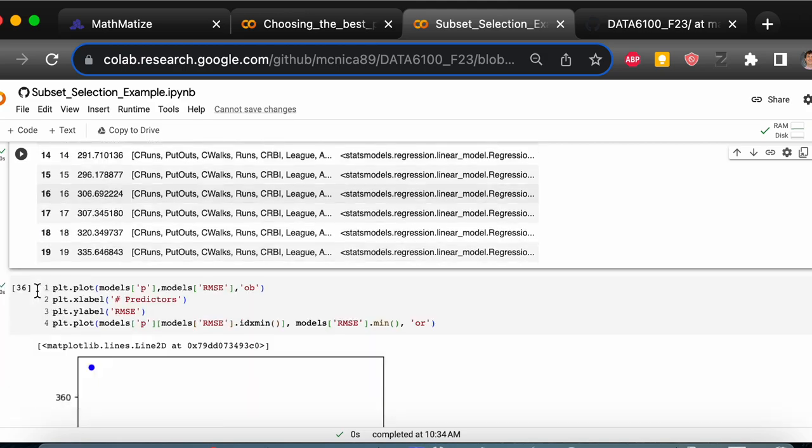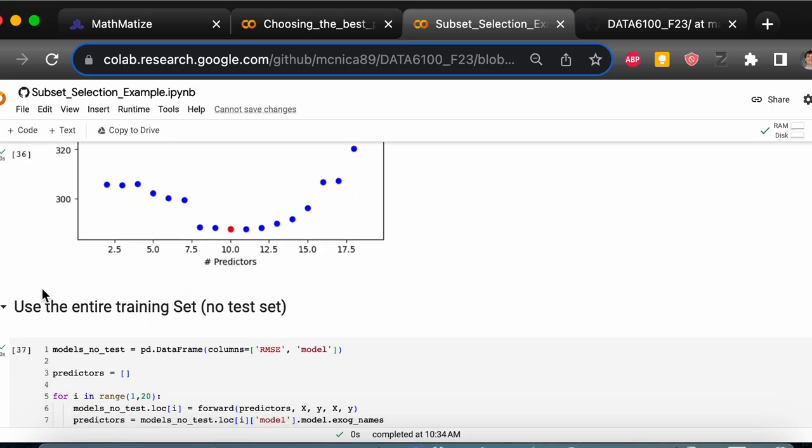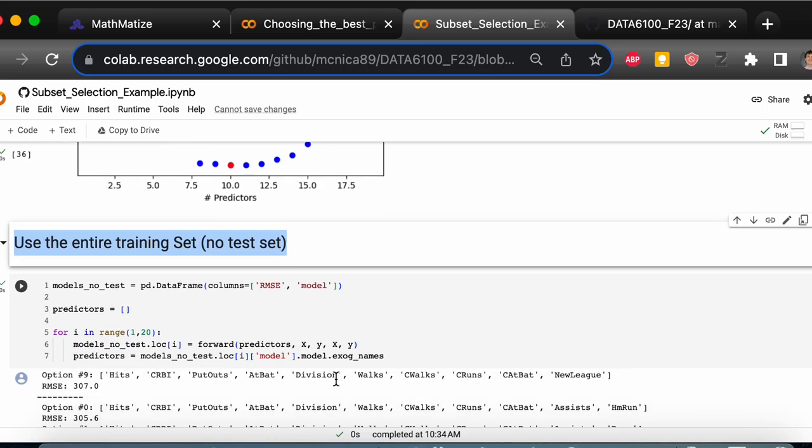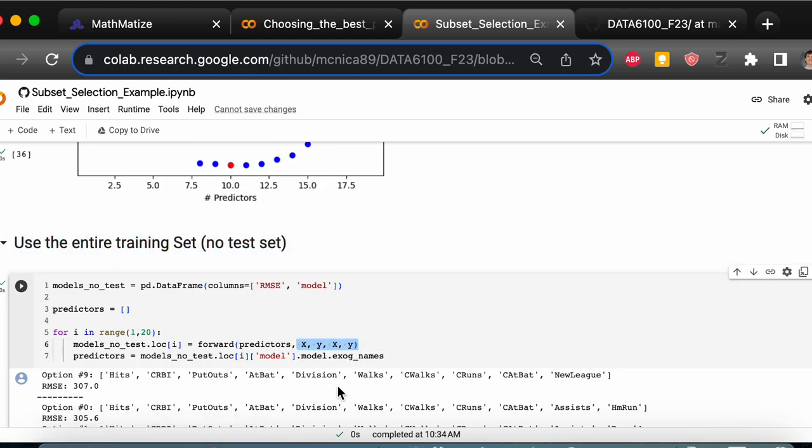And that is what is done in the rest of the model. So use the entire training set, no test set, and it just redoes the same exact thing, same exact code, except there is no test set. I'm using the entire data set as both my training set and my test set. So of course I shouldn't call it the test set anymore. Now I should just call it the root mean squared error on the training set, right? So when it says root mean squared error, now it means root mean squared error training.